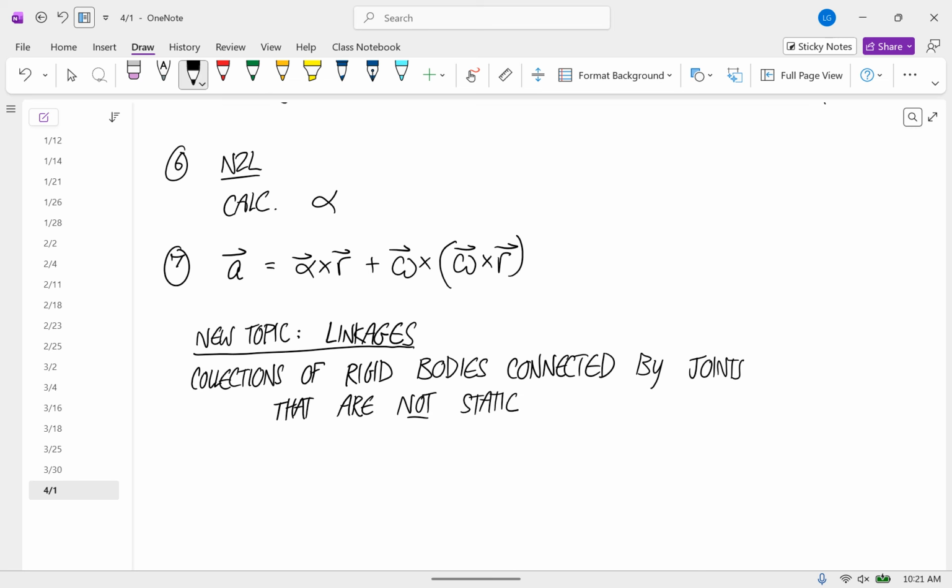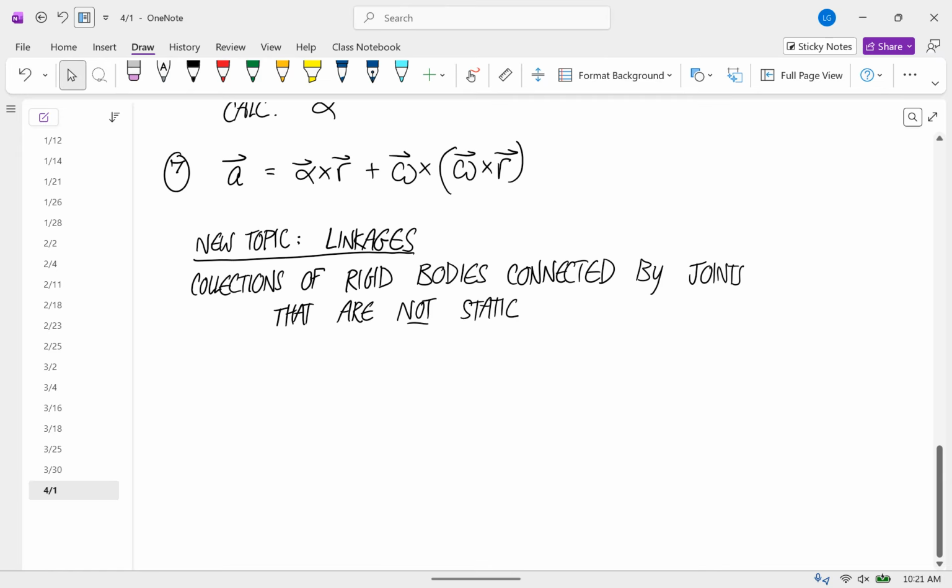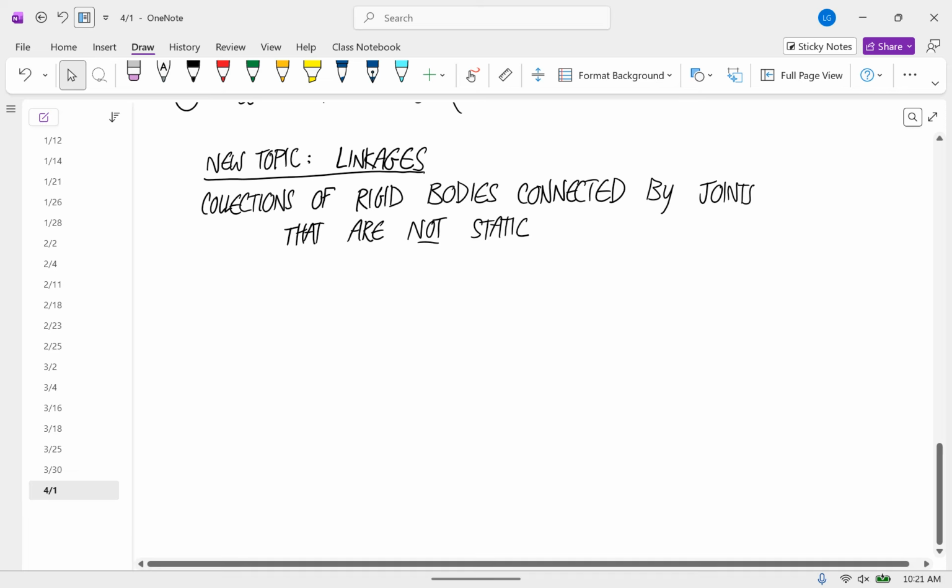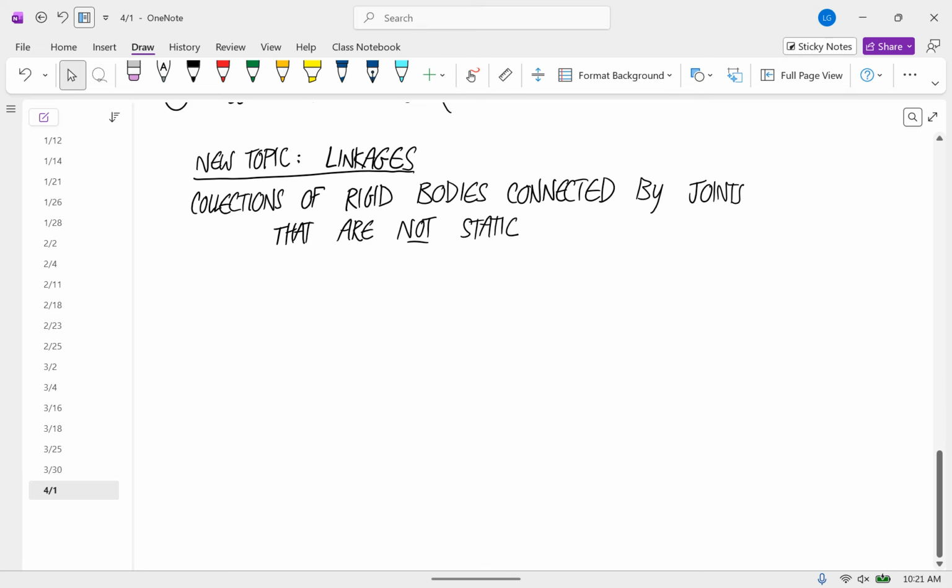If you have a collection of rigid bodies connected by joints that is static, what's that called? It's not called a linkage. A truss is an example of a structure. I'm going to list out a general approach to linkages, and then we'll do a few examples. A combustion cylinder, yes, any machine of any kind that you can think of that has joints and it's not static is a linkage.